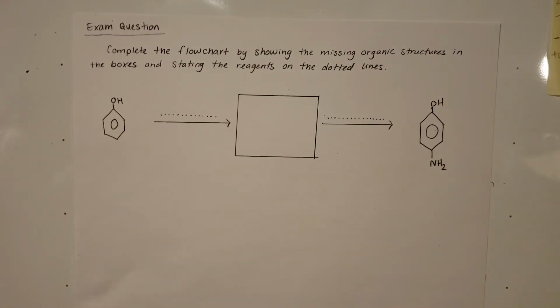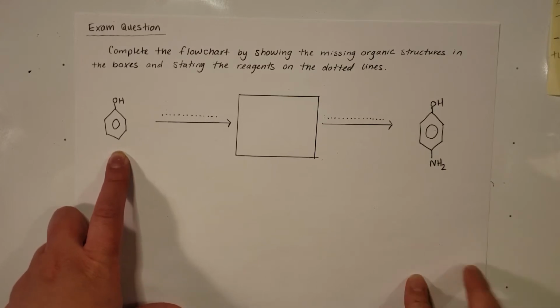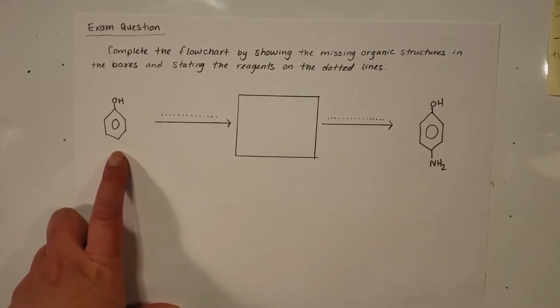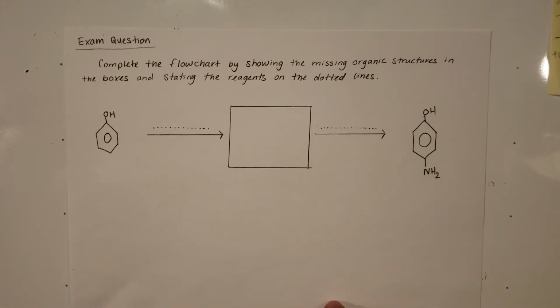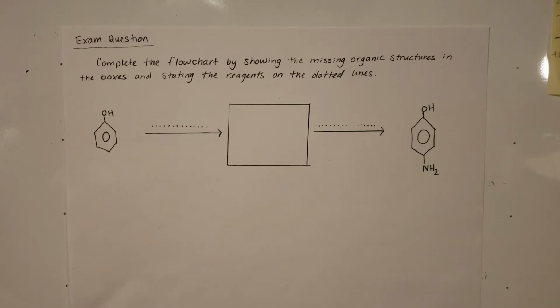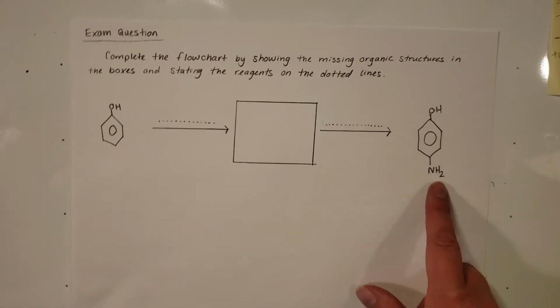So a nice little flow chart again. Complete the flow chart by showing the missing organic structures in the boxes and stating the reagents on the dotted line. All right, so we want to go from our functional group to begin with, phenol, and somehow we're adding an amine in the end. So first off, we haven't really talked about how to add an amine to a phenol. So we have to think of that intermediate. How can we go from our phenol to having an amine?